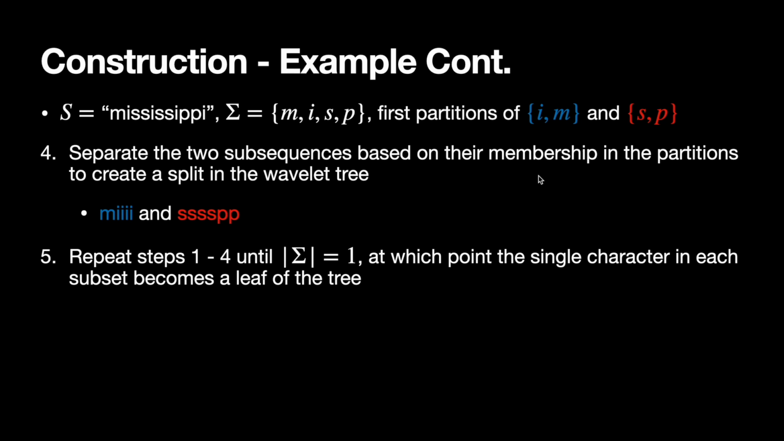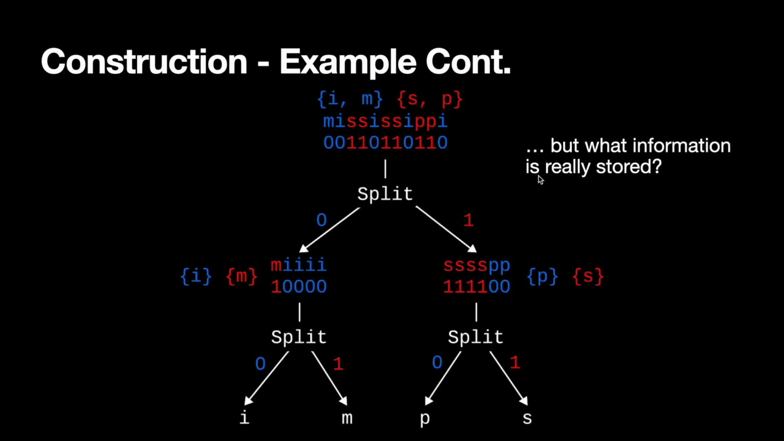And now we're going to repeat steps 1 to 4 for that MIIII string and the SSSSPP string until the size of the alphabet we're working with becomes 1, at which point we will be left with a single character in each of the alphabets, and that single character will become a leaf of the tree. Now for visualization, I've got this example pulled up.